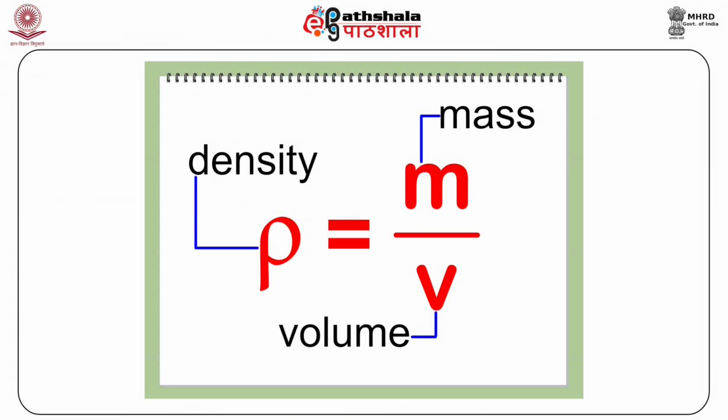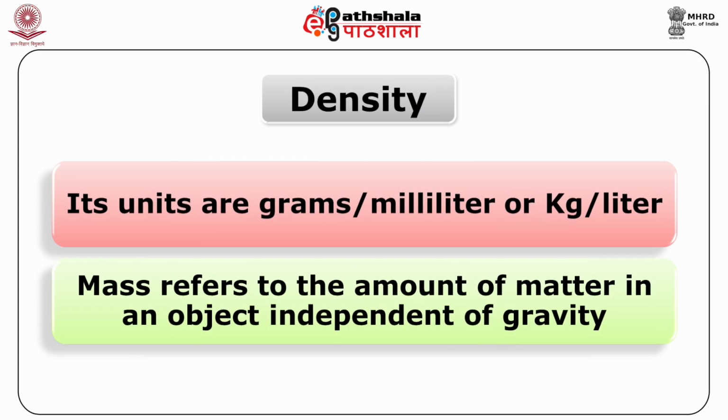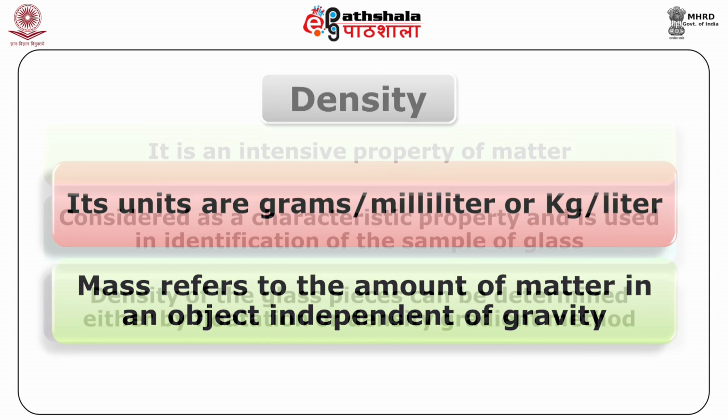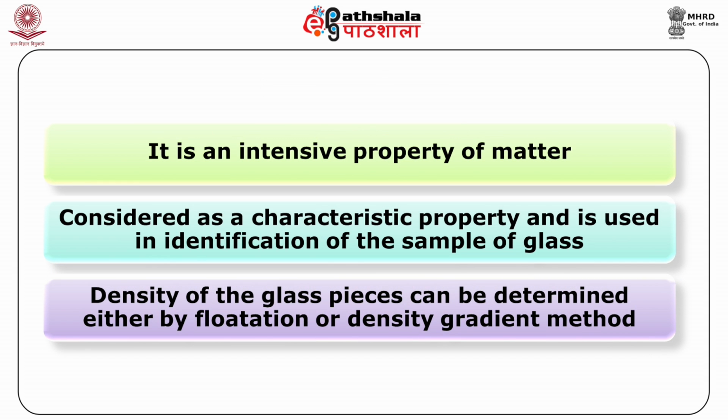Density. The density of each substance is the mass per unit volume of the substance at a specified temperature. Its units are grams per milliliter or kg per liter, where mass refers to the amount of matter in an object independent of gravity. It is an intensive property of matter that remains constant irrespective of the size of the sample.